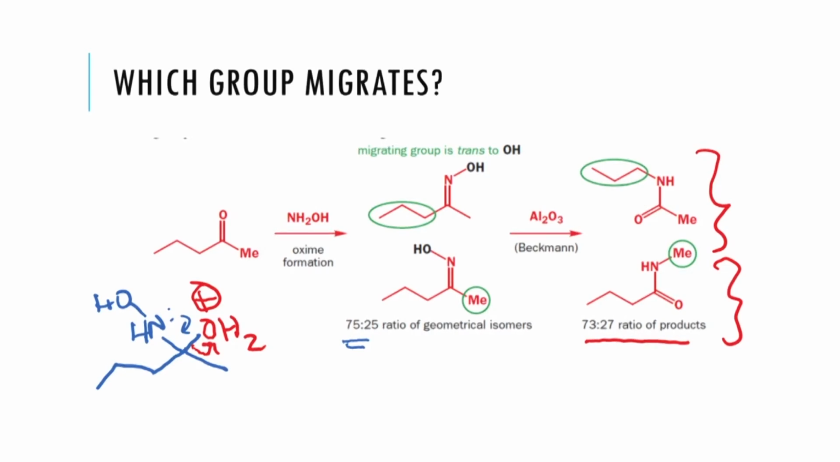So if this Beckmann rearrangement occurs in a stepwise manner, that is, first this bond breaks, and then there are two fragments which are produced, and then they recombine to give you the product, then all bets are off. The ratio can actually be anything. But since the ratio of the oxime isomers is maintained in the product, it seems like the group that is trans to the hydroxyl group migrates.